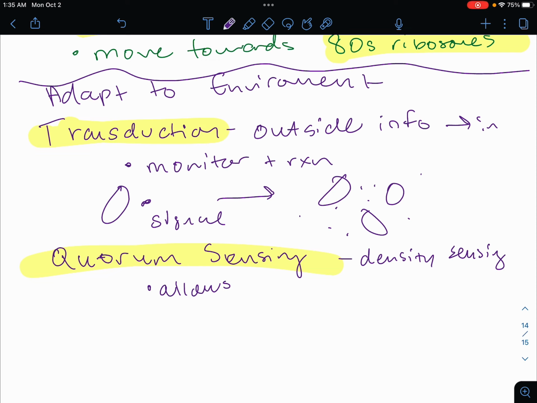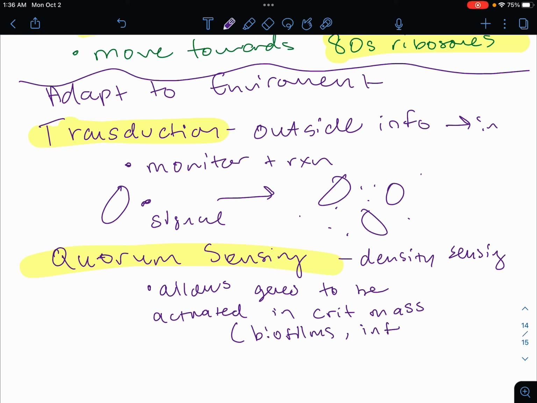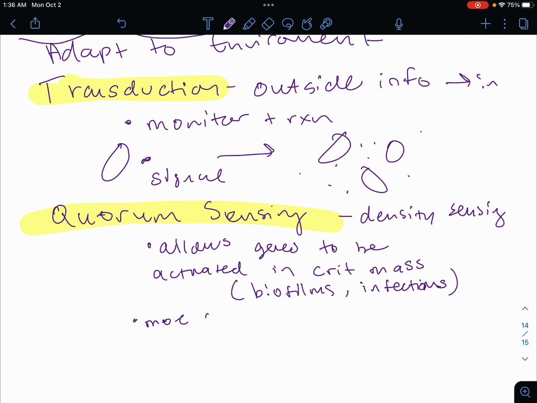Let me scroll down here. So this allows for genes to be activated in critical mass, specifically biofilms or infections, because those biofilms allow the bacteria to adhere and cause those infections. So more signal molecules, they're going to get stimulated to make more protections.